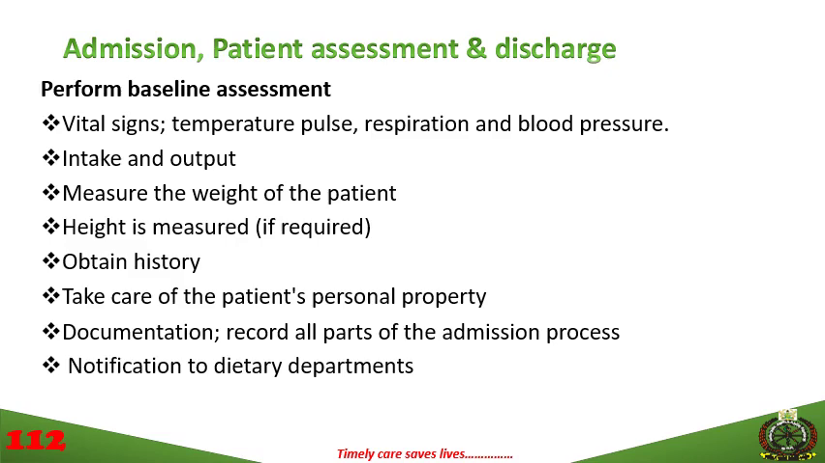You need to check the patient's baseline vital signs. This includes the temperature, pulse, respiration, BP, blood glucose, all the vital signs. You need to check intake and output, especially if the patient has a cardiac or renal problem. Measure the weight and the height of the patient. Obtain history from the patient. Usually you can get this history from the patient folder, so just refer to it and ask a few questions to confirm what is in the patient folder.